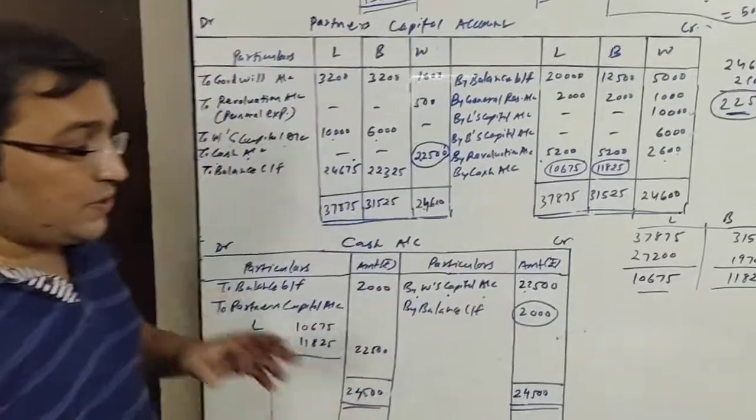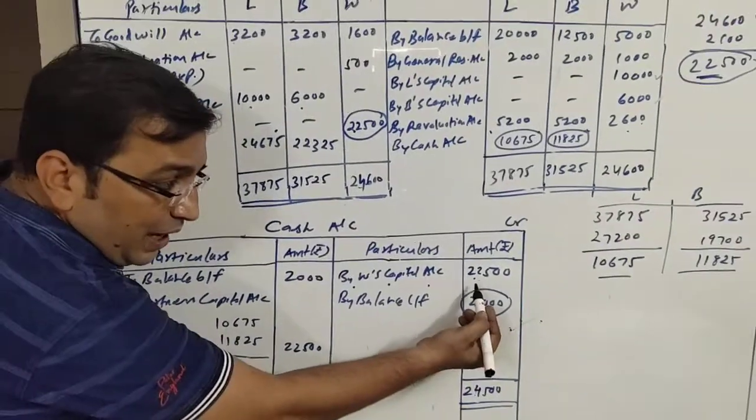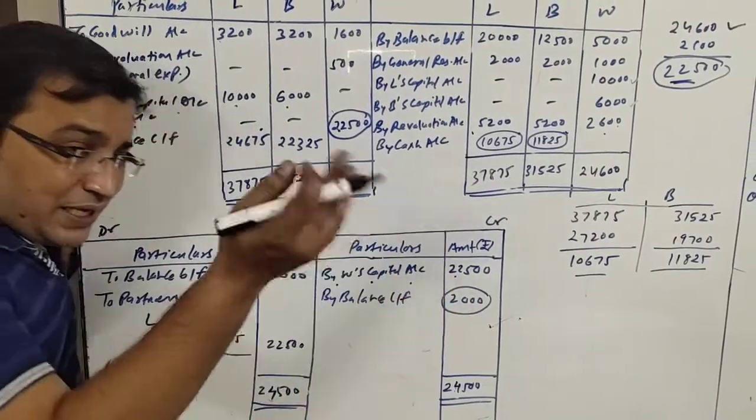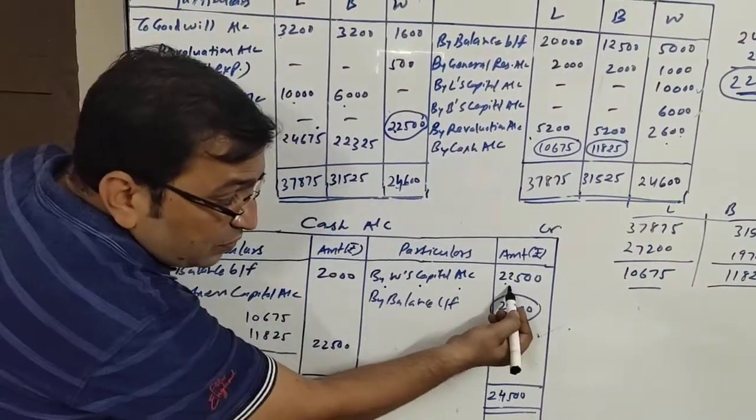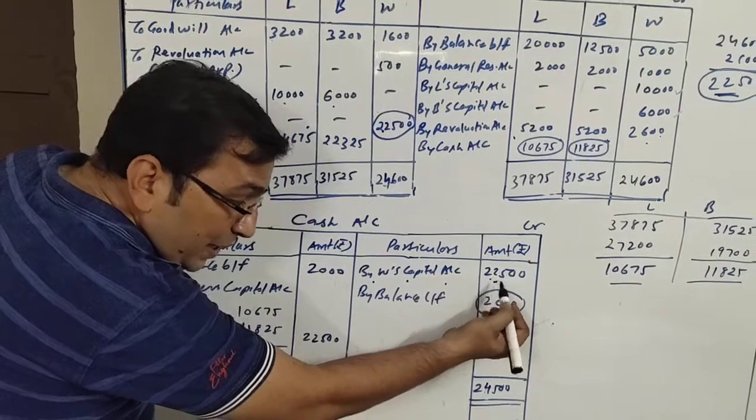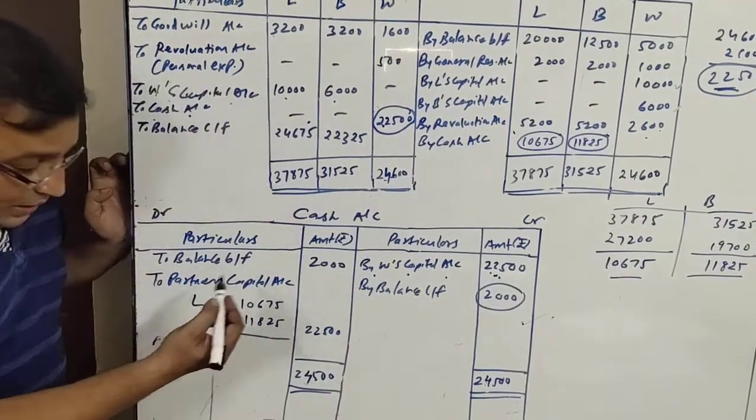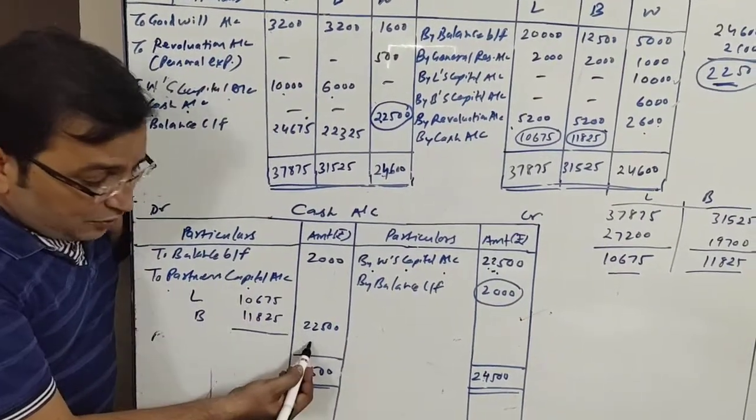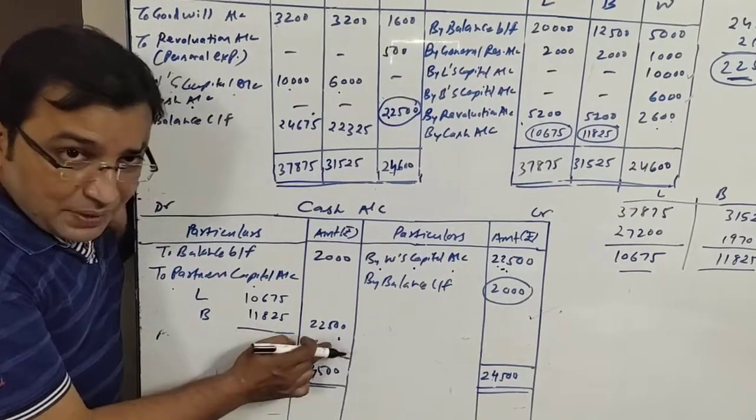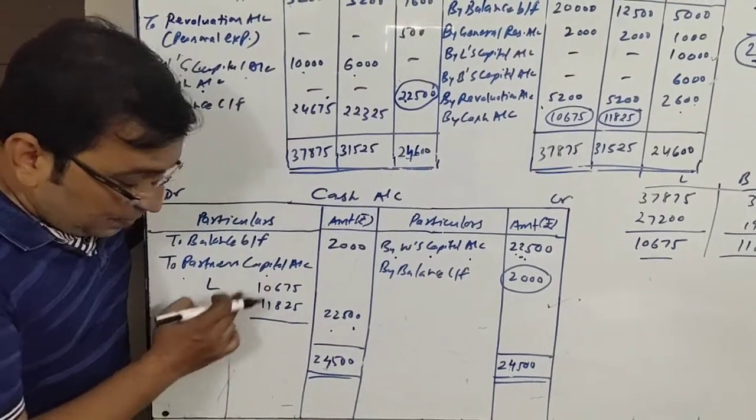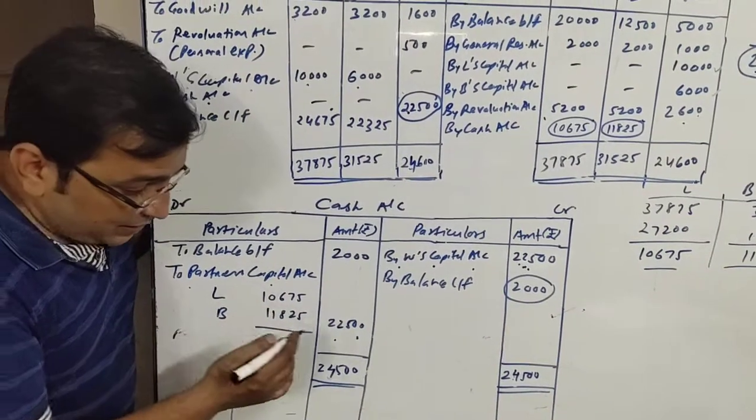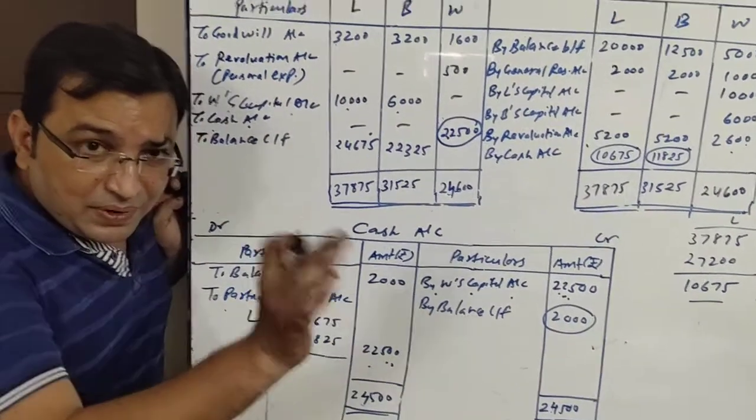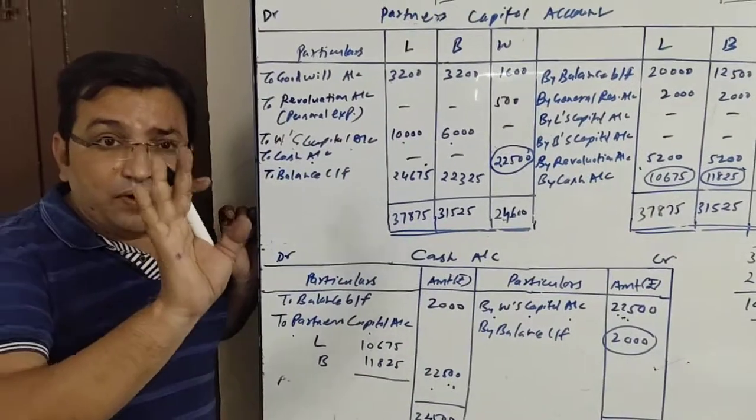Okay, so first of all, they are bringing the same amount. How much each will bring, that's a different matter, we will find it out. So 22,500 we are paying, the same will be brought by the partners. So to partners' capital account 22,500 we will write here. L and B will bring this amount. This we will calculate later on. We have not calculated yet. But 22,500 they will bring, that we are sure of.